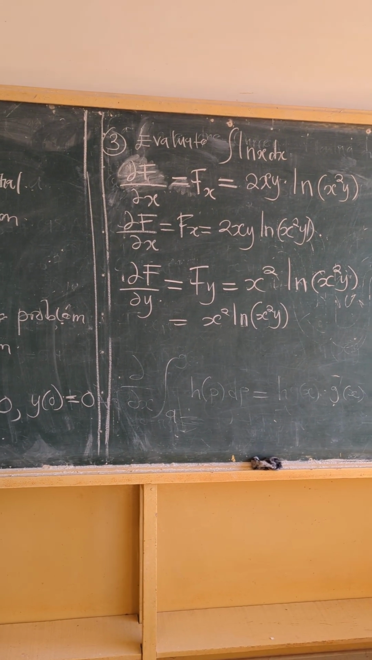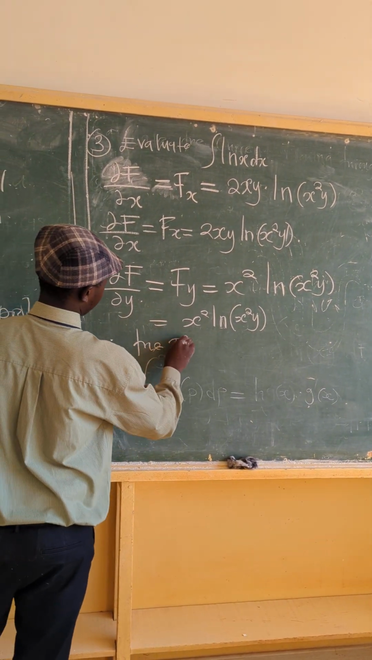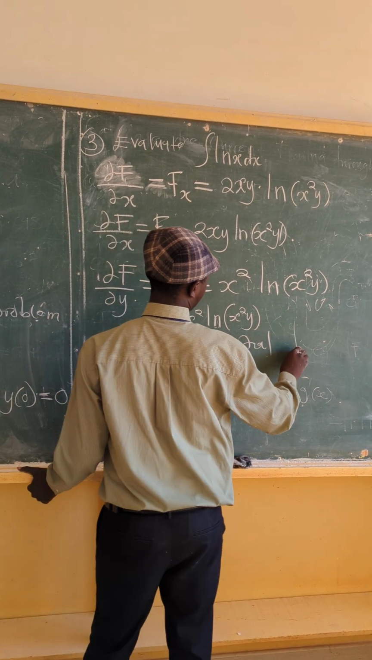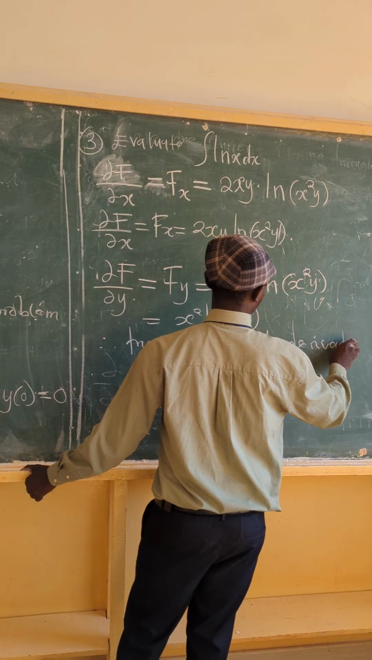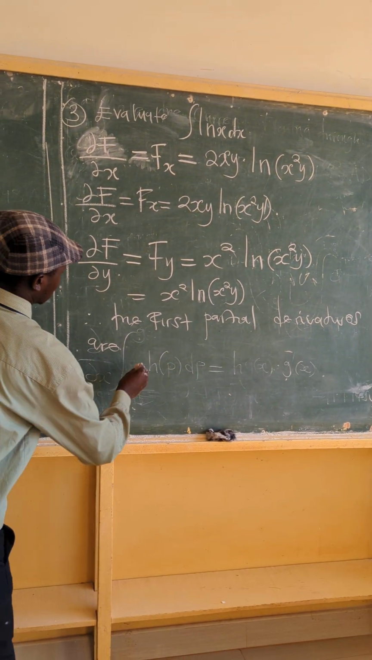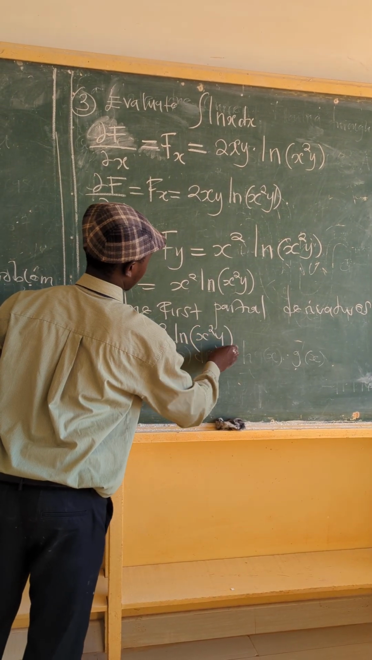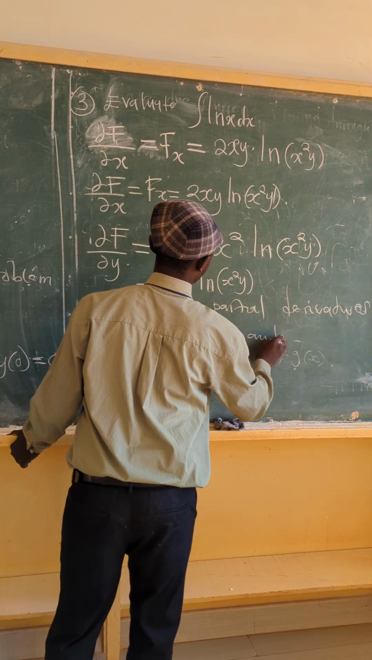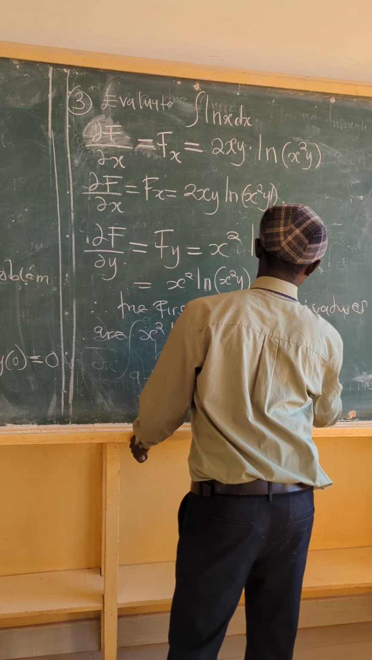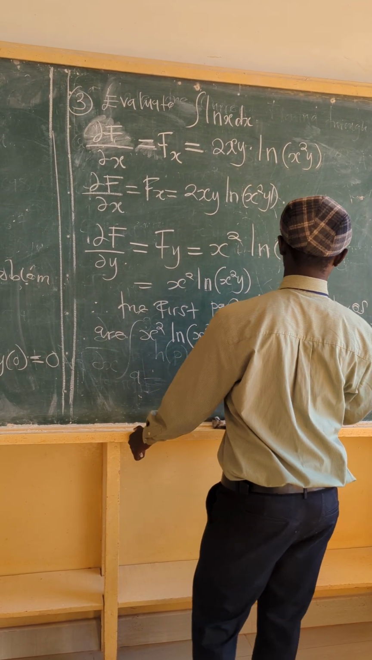So to conclude your answers, you say the first partial derivatives are x squared ln(x squared y) and 2xy ln(x squared y).